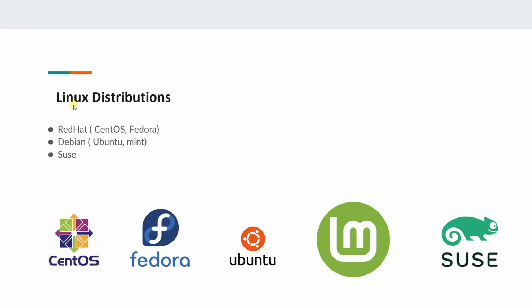We have different types of flavors or distributions of Linux operating systems. We have Red Hat. The family of Red Hat will have CentOS. You'll be hearing about CentOS. You'll be hearing about Fedora. Now, Red Hat is developed by the Red Hat company. Then we now have Debian. Inside the Debian family we have Ubuntu, and we have Mint.